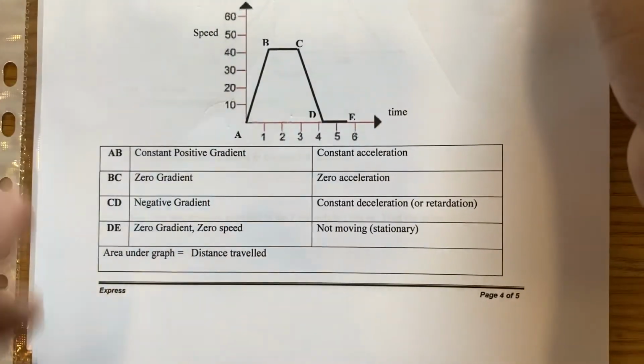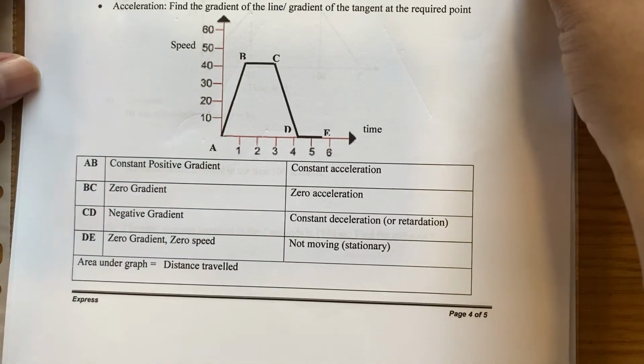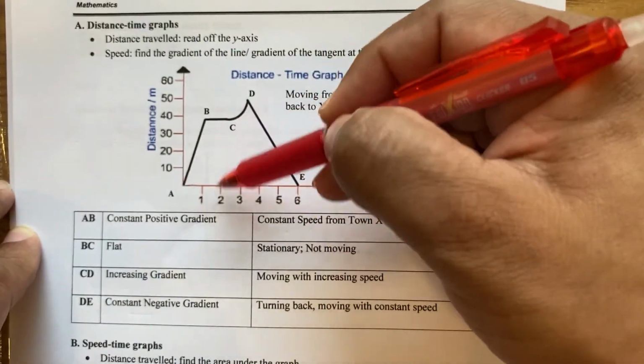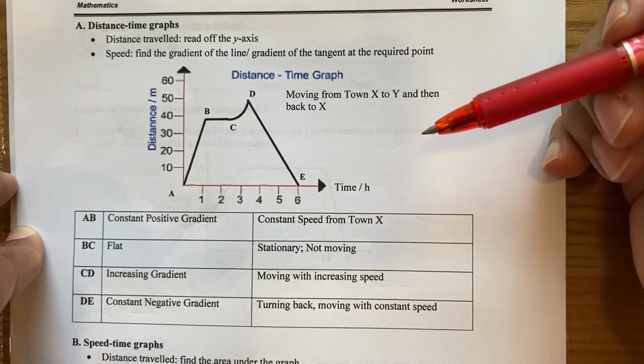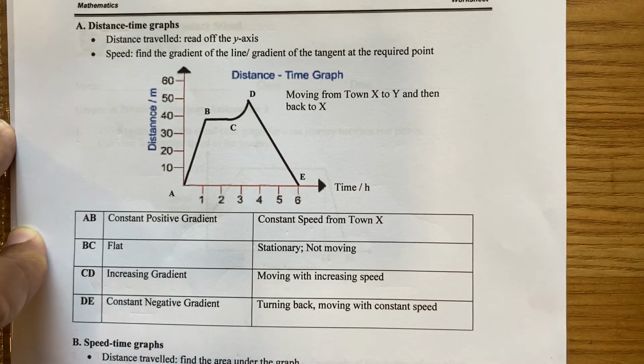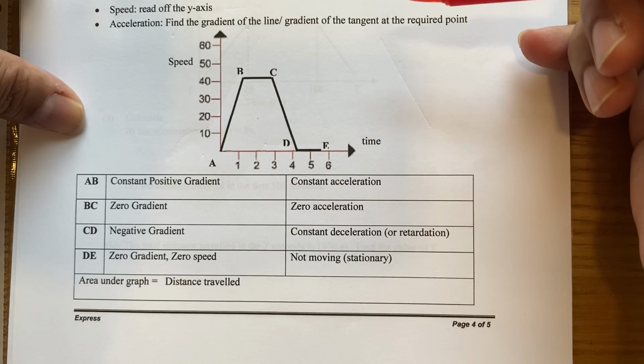For speed-time graph, the area under the graph will be the distance traveled. Can I just ask, for distance-time graph, what does the area under the graph represent? The answer is, it's not applicable. It doesn't represent anything. But for speed-time graph, it represents the distance traveled.